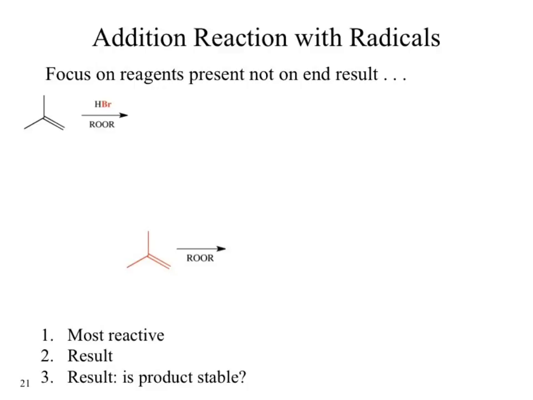Addition reactions with radicals. So let's go ahead and take a crack at this. This will be fun. Same idea as the last one. Focus on the reagents present and not necessarily the end result. What you need to do is find the most reactive species in both cases. Okay? Come up with a result. If you're lucky, you're done in 3 steps. If you're unlucky, it could go on for a very long time. Hint, hint, hint. See what you can come up with in the next couple minutes.